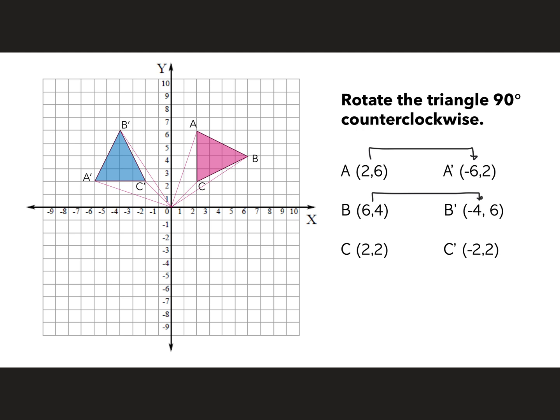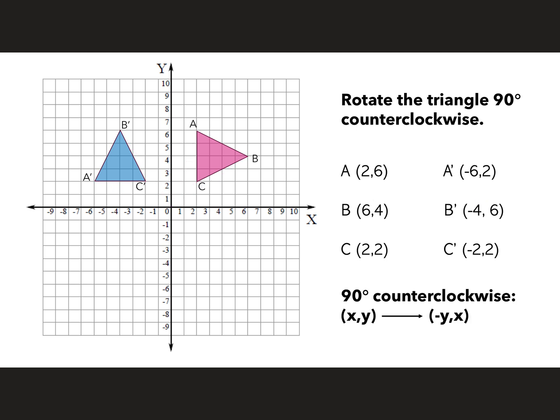And what I'm hoping that you see is we flip-flop the numbers again. Just like when we went 90 degrees clockwise, going 90 degrees counterclockwise, we're still flipping those two numbers. All right, what is that algebra rule? So when going 90 degrees counterclockwise, the x and y flip places, and the original y changes to its opposite sign.